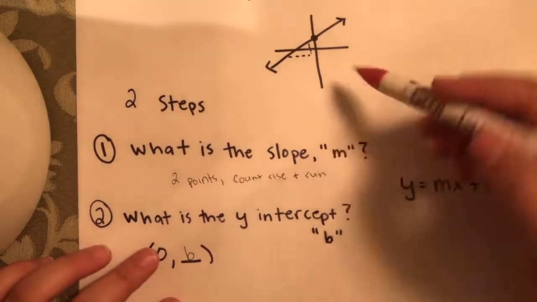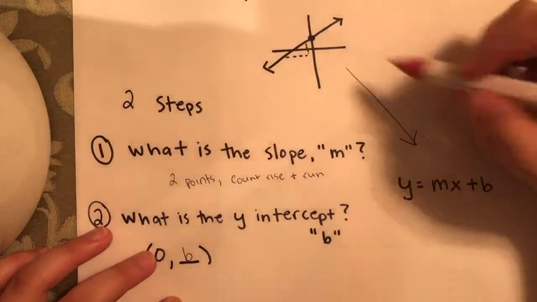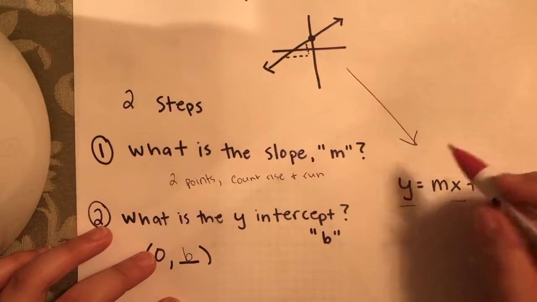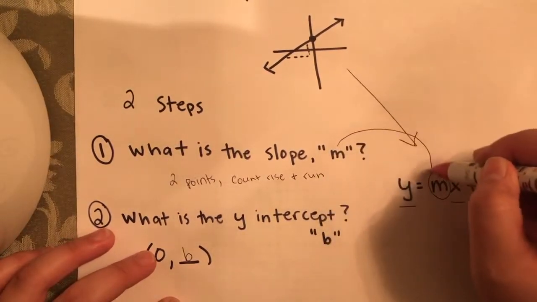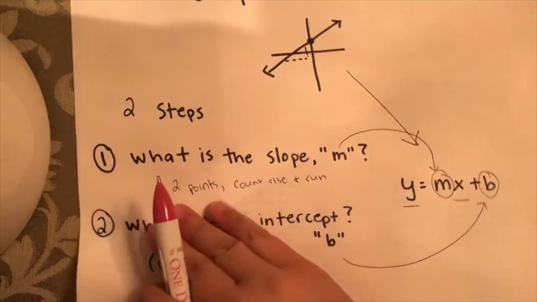So we're going from this to this equation. Okay, so they give us this, so we're trying to get to here. So the y and the x are going to stay the same. So we're really only looking for the m and the b. So once we find the slope, we put it there. Once we find the b, we put it there. All right, let's do some examples.